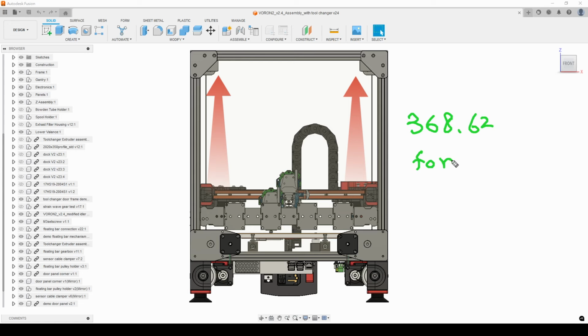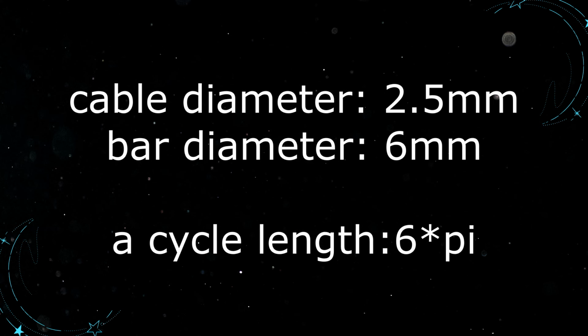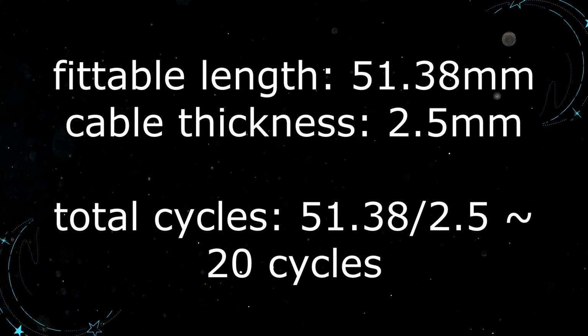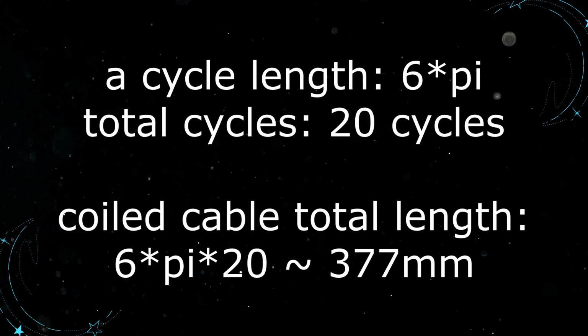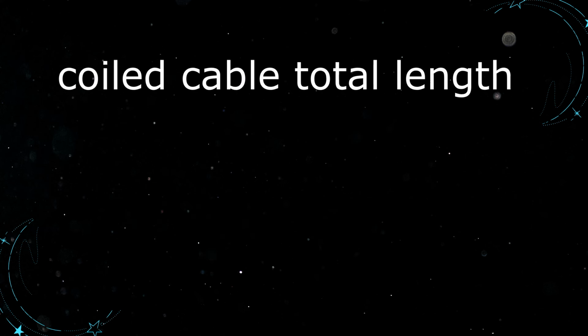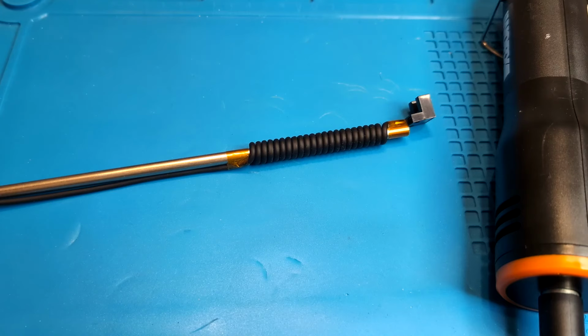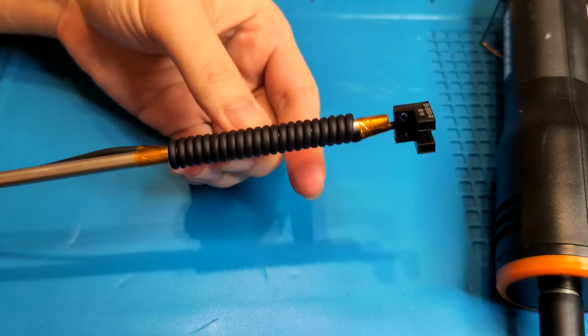With a 2.5 mm diameter cable and a 6 mm bar, the length of a spiral circle is 6 times pi. Considering the 2.5 mm thickness and the 51.38 mm limit, the maximum number of coils is 20. These 20 coils give a cable length of 377 mm, close to the target length of 368.62 mm. However, this tight coil number could cause the coiled bar to stretch into a line.